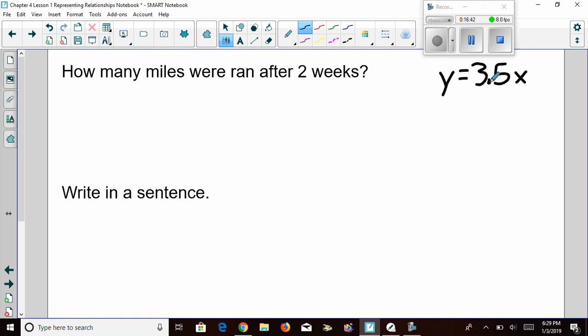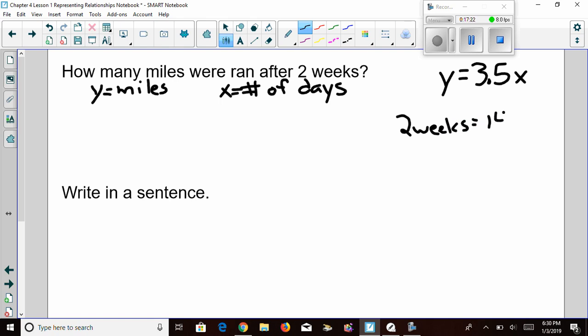So I want to know how many miles were ran after 2 weeks. Well, before we know that, y equals miles and x equals number of days. And this is why it's going to be important, because I need to change the 2 weeks into a number of days. 2 weeks is equal to 14 days.